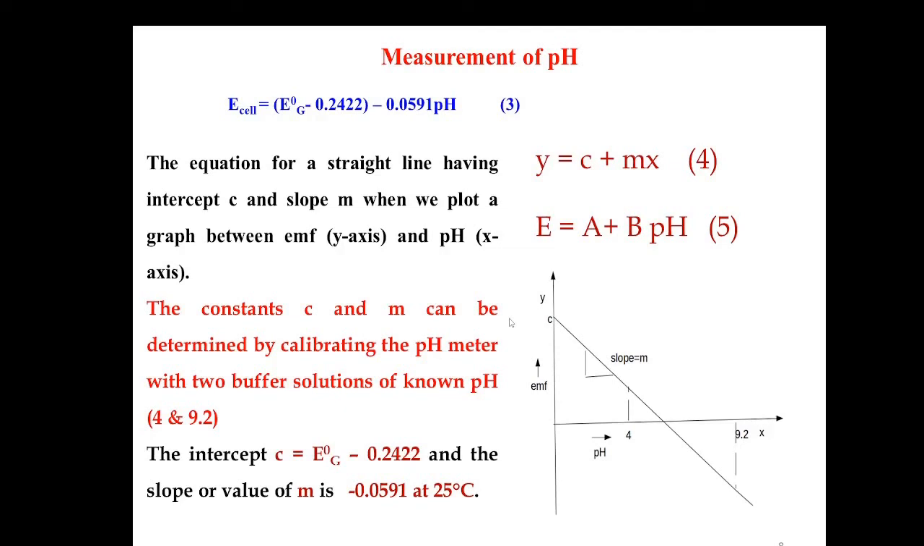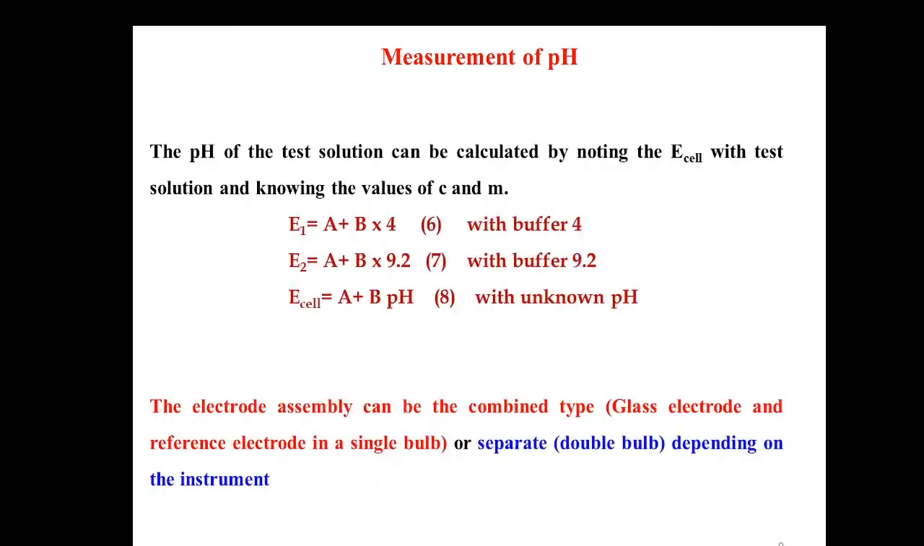Corresponding to pH 4 and pH 9.2, we will get EMF values. For the buffer of pH 4, let the EMF be E1, and for the buffer of pH 9.2, let the EMF be E2. Using equations 6 and 7, we can solve for the values of A and B, and these values of A and B can be used for the determination of pH of any solution.